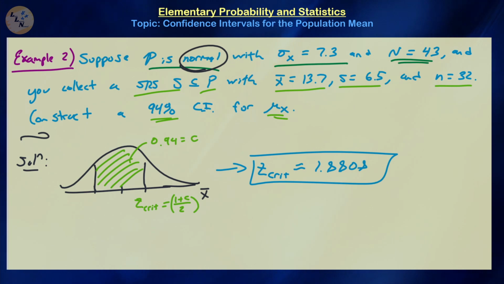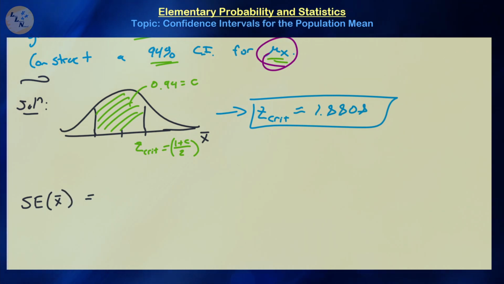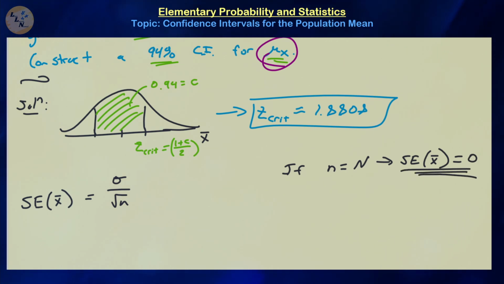Once you have that particular number, now we need to construct our standard error of the estimate associated to using x bar as an estimate for mu. So what is that going to be? The standard error of the estimate associated to using x bar is going to be equal to sigma divided by the square root of n. But keep in mind, we actually know what capital N is. So if our sample size is equal to the population size, then we would hope that the standard error of the estimate associated to using x bar as an estimate for mu should be equal to 0.